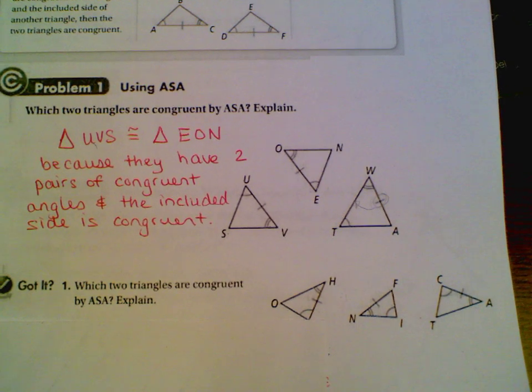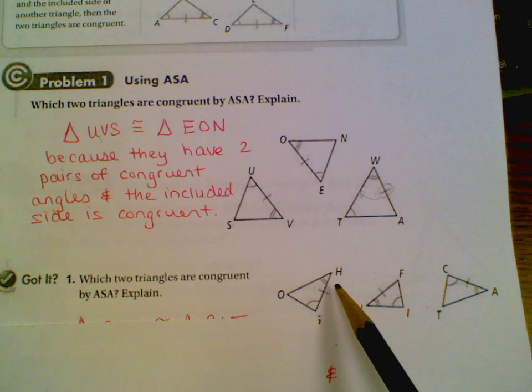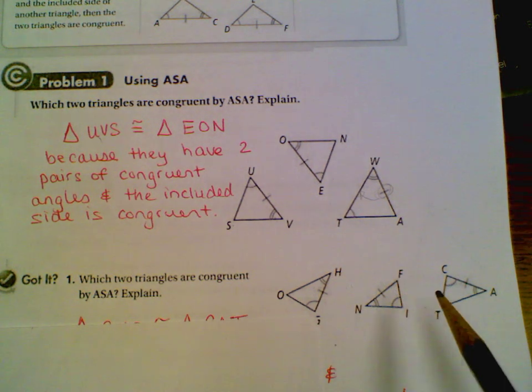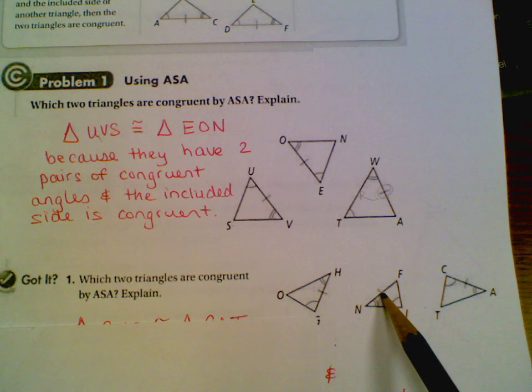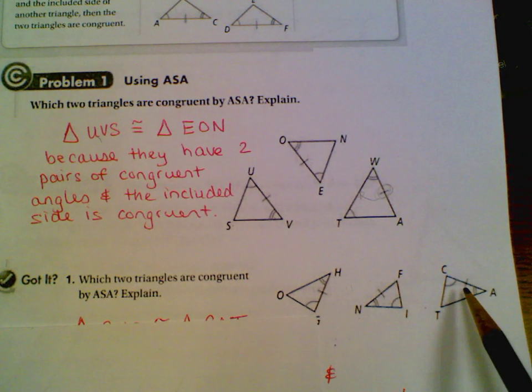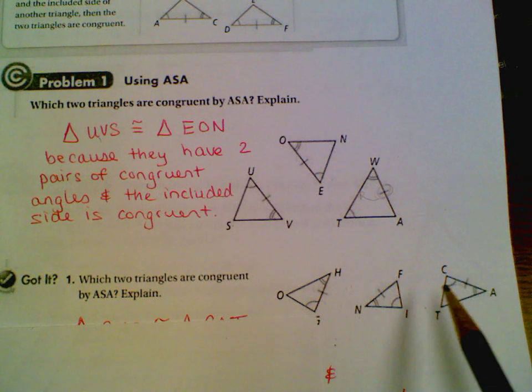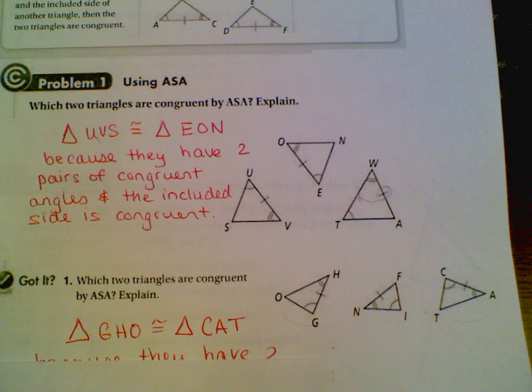On the got it question it asks which two triangles are congruent by angle side angle. So on the first one I see angle side angle. The second one I see side angle angle, so this side does not go in between my two angles that are congruent. The third one I see angle side angle. So your first and your third triangles would be the ones that would be congruent.